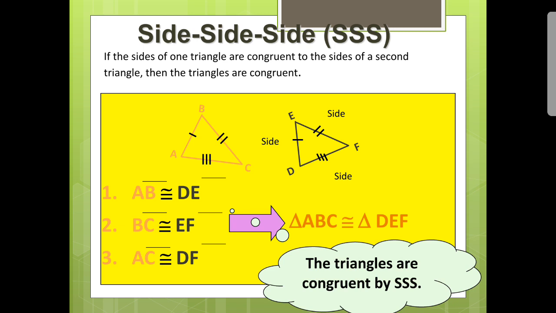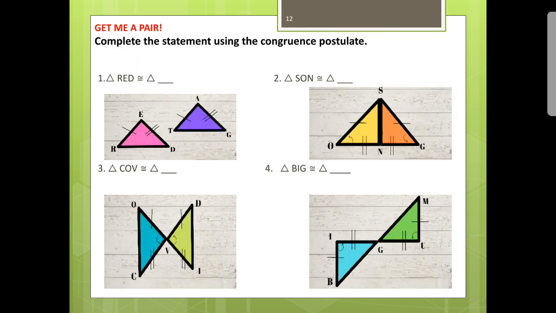Hoping that you understand and all is clear. So let us have an example. Get a pair. Complete the statement using the congruence postulate. For number 1, triangle RED is congruent to what triangle, using the identical marks? Okay. So for number 1, triangle RED is congruent to triangle TAG.